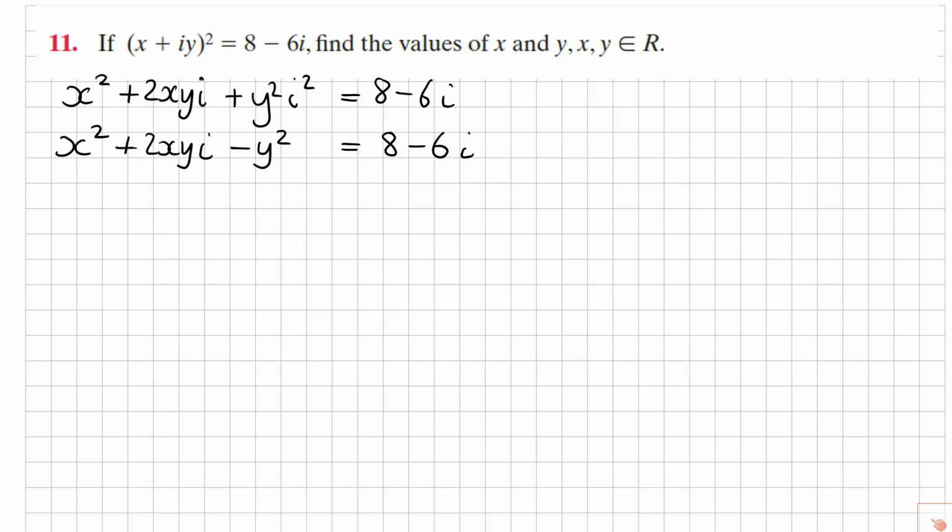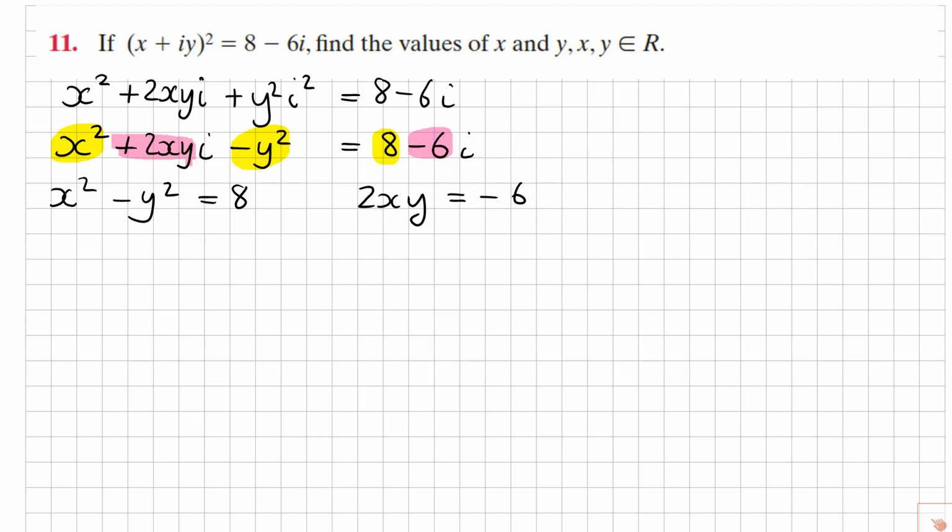So then we start marking off what's real and what's imaginary. So we have x squared minus y squared and 8, which are all real. And then we have plus 2xy and minus 6, which are imaginary. So this gives me x squared minus y squared equals 8 when I put the reals together. And it gives me 2xy equal to minus 6 when I put the imaginaries together.